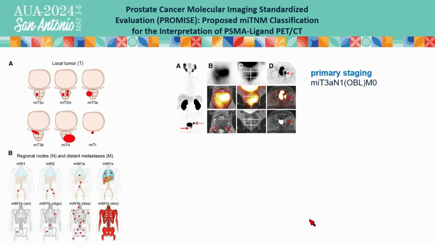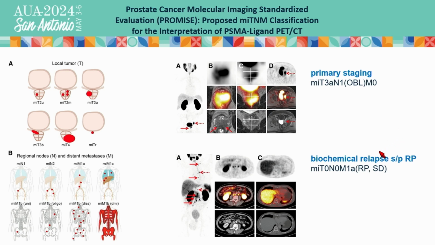So in primary staging, you will receive the information: it's a T3a tumor, there is one positive lymph node in the obturator fossa on the left side, but there is no evidence of systemic metastases. On the other hand, in patients who have biochemical relapse, this type of PROMISE classification gives you the idea there is no local relapse, there are no lymph node metastases. However, there is a positive metastatic spot in the retroperitoneal lymph nodes.